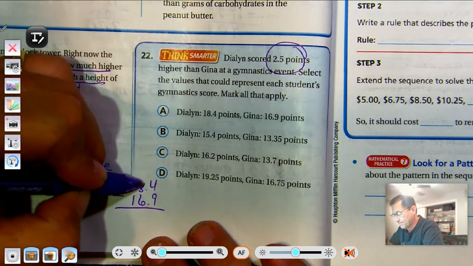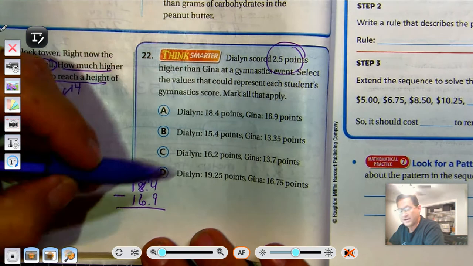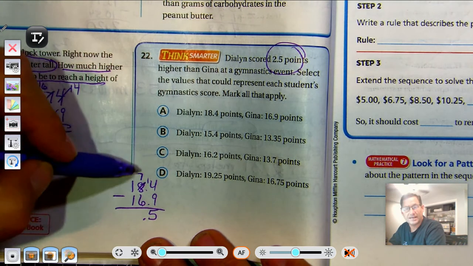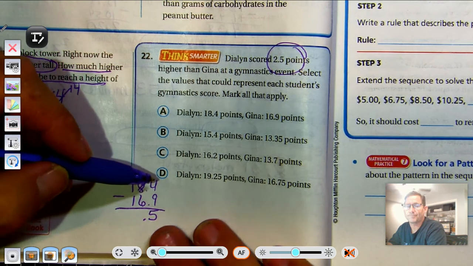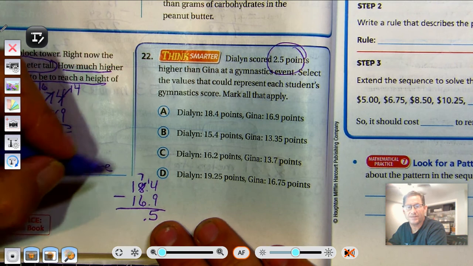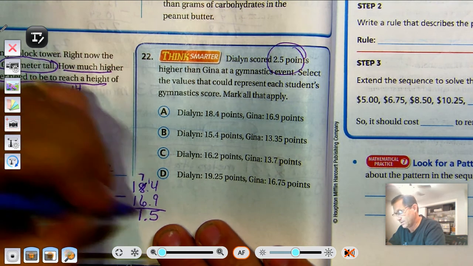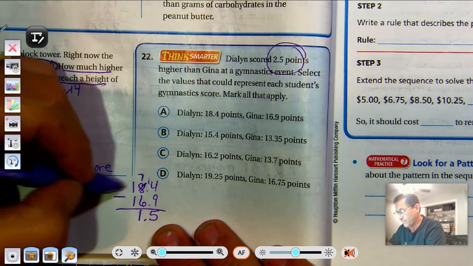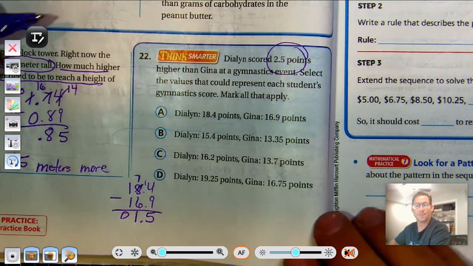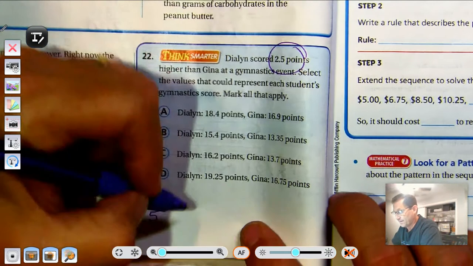All right. I'm going to go ahead and practice subtracting. 14 hundredths take away 9 hundredths is 5 hundredths. 14 tenths take away 9 tenths is 5 tenths. 7 ones take away 6 ones is 1. And 1 take away 1 is 0. So 1.5. So no, that's not 2.5. All right, let's try the next one.